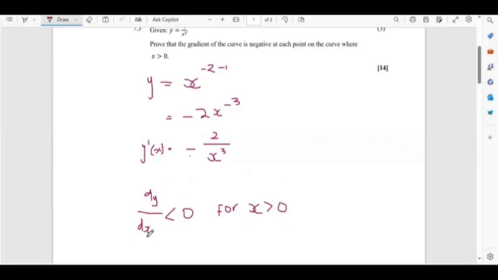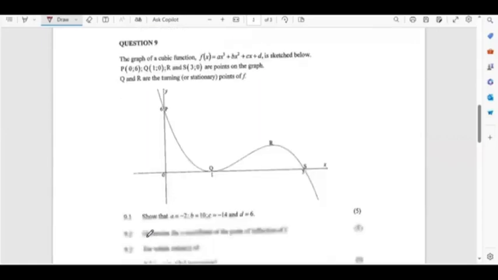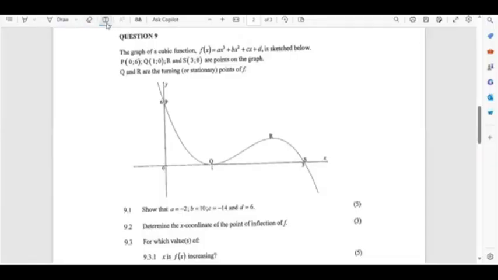represents your gradient, right? Now, let us move on to the next question, which is question 9. Here we'll be dealing with a cubic function. Question 9 says we're given a graph of a cubic function, f of x is equal to ax cubed plus bx squared plus cx plus d. We were not given the equation of the function, meaning that somewhere there would be a question that requires us to determine the equation of this graph.